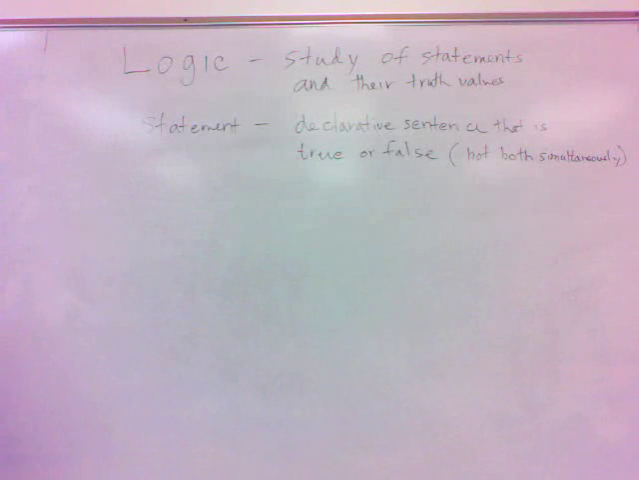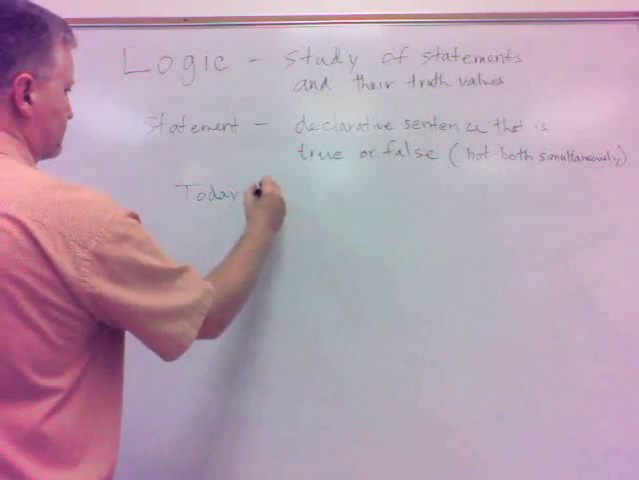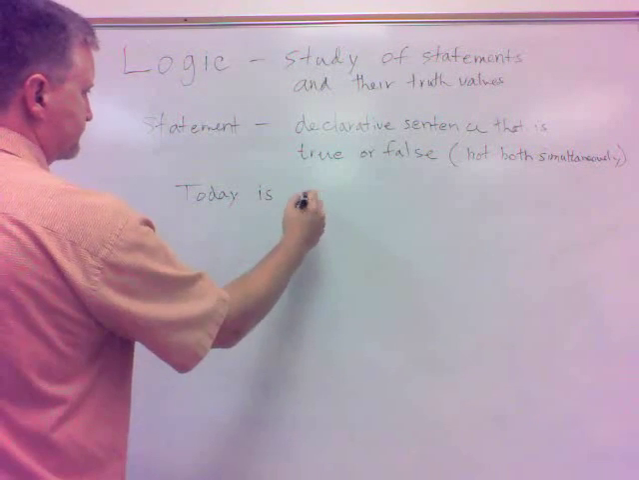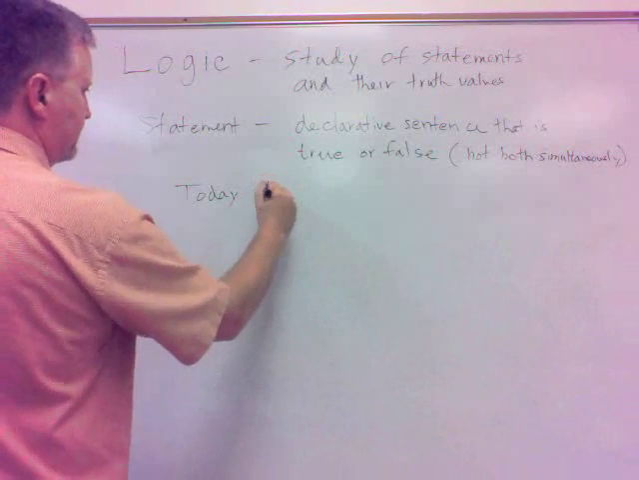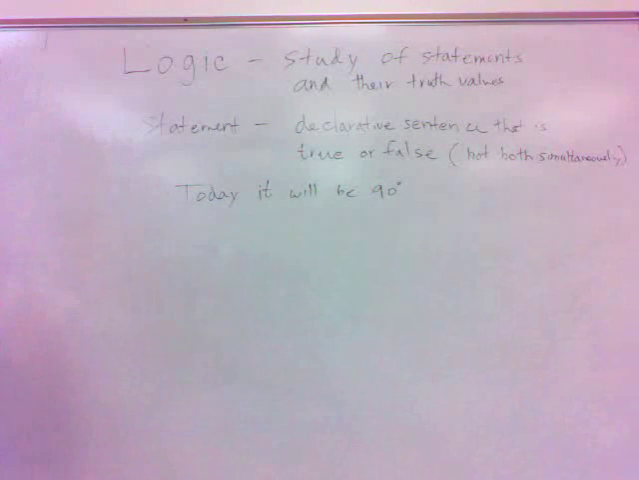For example, the statement, today it will be 90 degrees. Well, maybe false today, maybe true today. It depends on the day. That's what we're saying. It can be one, can be the other. Just won't be both simultaneously, right? There will never be a day where it's both 90 and not 90. So that's what we're getting at.